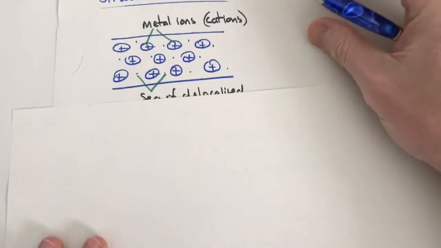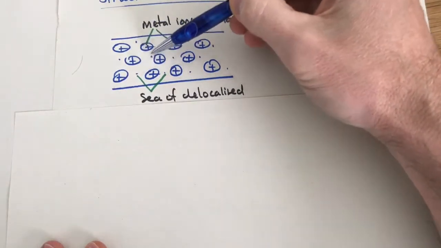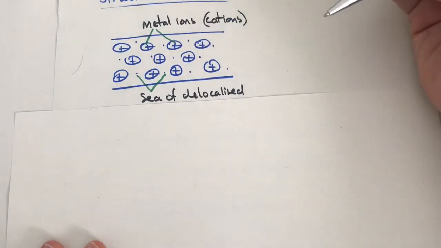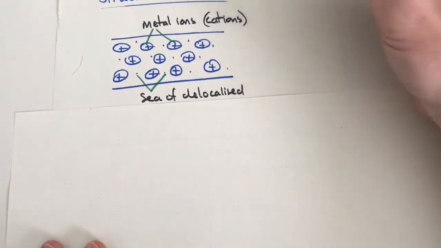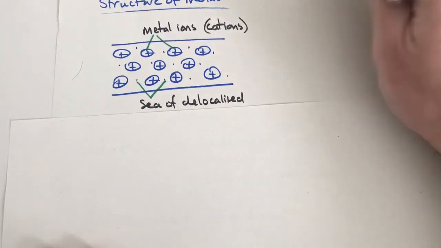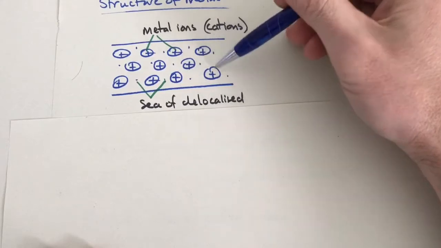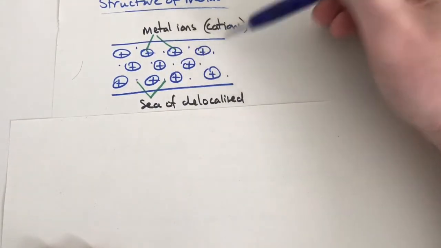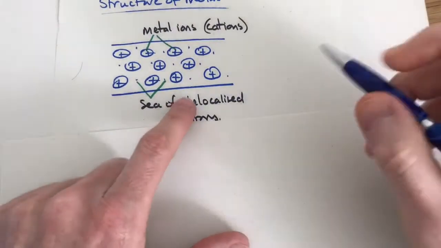You should be familiar with this, hopefully: we have a sea of delocalized electrons surrounding these positive metal ions. Because they're positive ions, we call them cations. Cats and positive, I love them. And these metal ions are positive because they've released their outer electrons in order to become stable, and that forms this free moving sea of delocalized electrons.